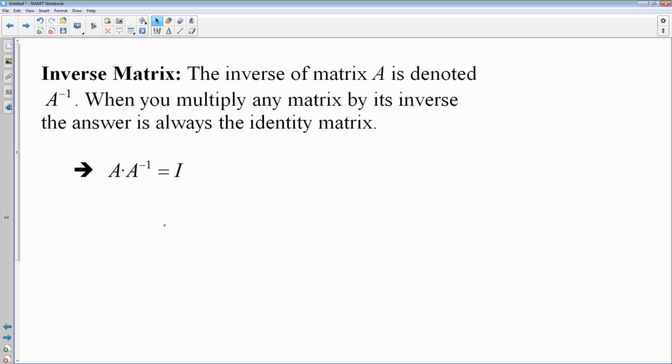Inverse matrices are denoted as A to the negative 1 power, but you actually read that as A inverse. The inverse of matrix A is denoted that way. And when you multiply a matrix by its inverse, you will get the identity matrix as an answer. So a matrix times its inverse will give you the identity matrix.